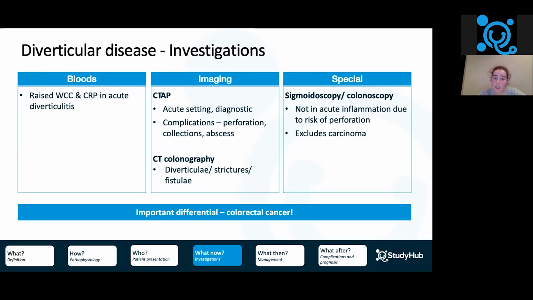You can do a CT colonography to look for any strictures or fistulae, and all these patients should eventually undergo a sigmoidoscopy or colonoscopy to clarify the diagnosis. This shouldn't be done acutely when the patient has acute inflammation, because this can risk perforation, so it should be done about 4 to 6 weeks later.